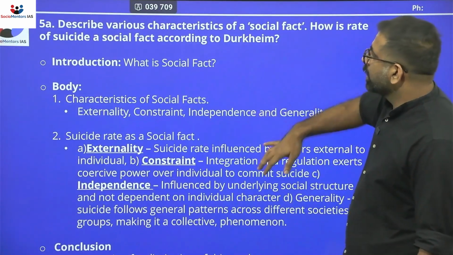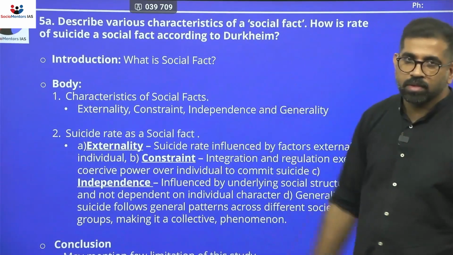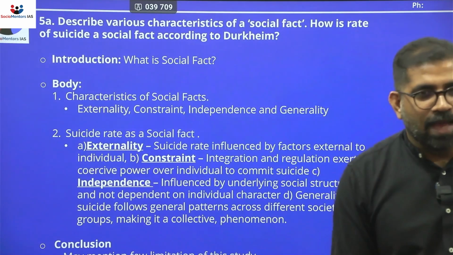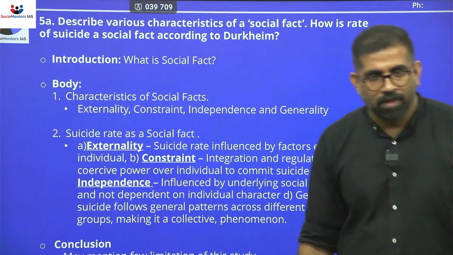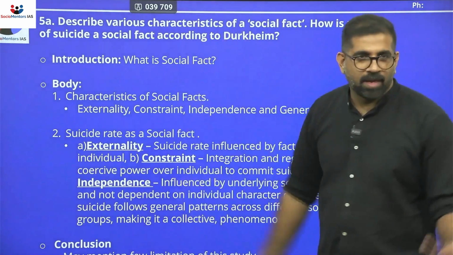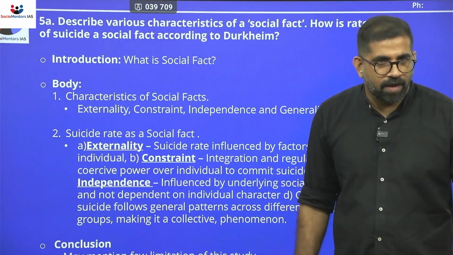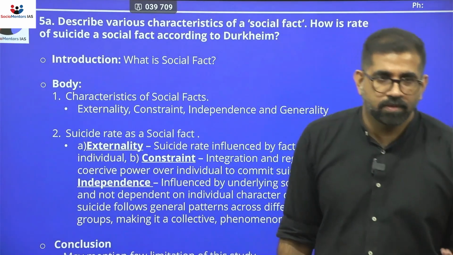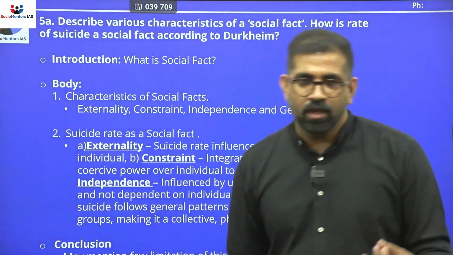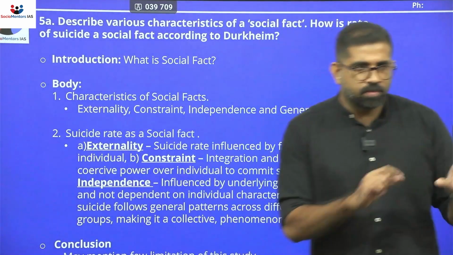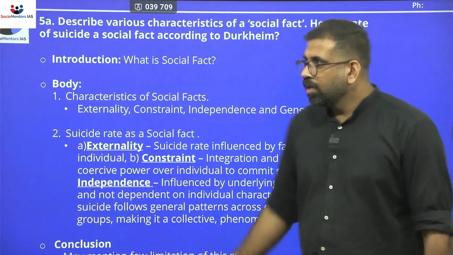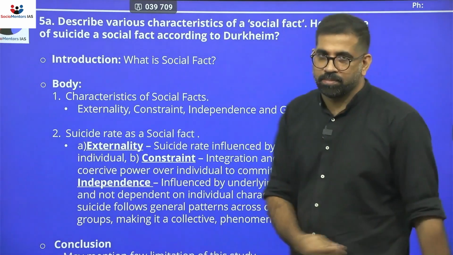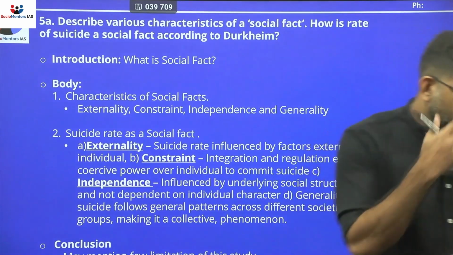How is the rate of suicide a social fact according to Durkheim? Even though this question may seem simple, it is not as direct and simple as it seems. The first part is very easy: you can define what a social fact is. Then you can write the characteristics of social facts. What are the characteristics of a social fact? Externality, constraint, independence, and generality. You can briefly explain what these are. In the second part, how is the rate of suicide a social fact according to Durkheim? How will you address this part?